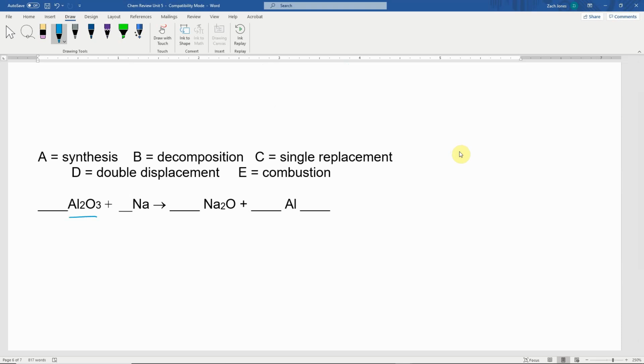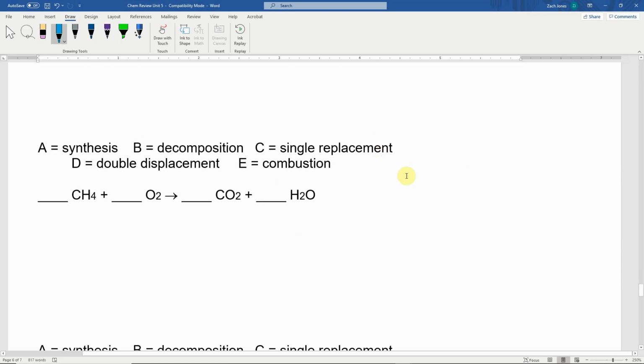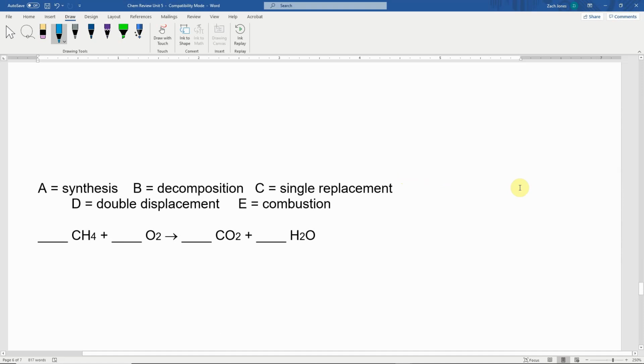Here, it looks to me like the couple's coming to the dance. There's the single person. That one steals oxygen as a date, and aluminum goes home alone. That's so sad. That is clearly a sign of single replacement. C. Let's try this one. I think this one is definitely E. It's definitely combustion. Makes CO2, makes water, burns an oxygen, and there's a hydrocarbon. All the signs of a combustion reaction.